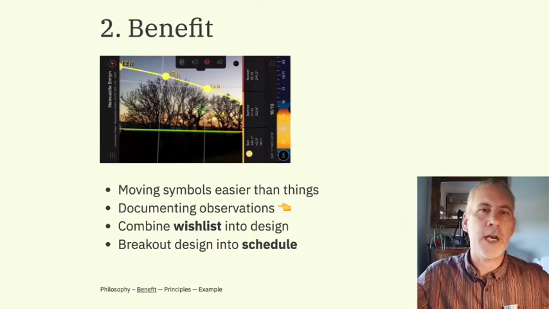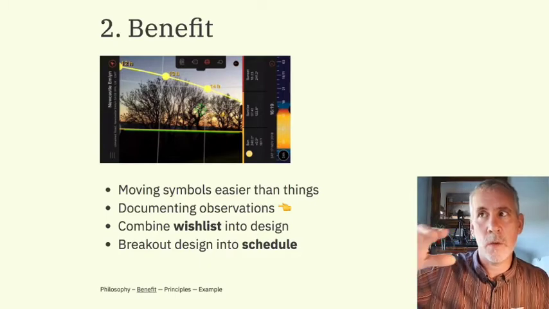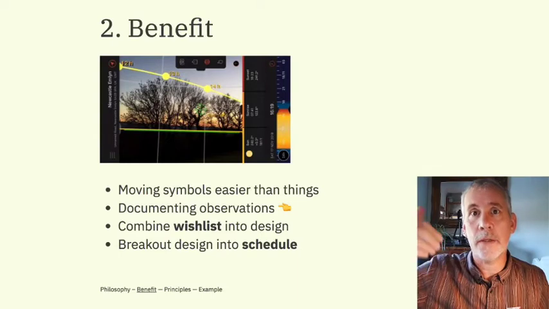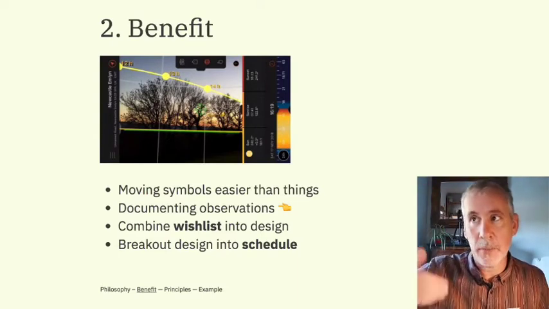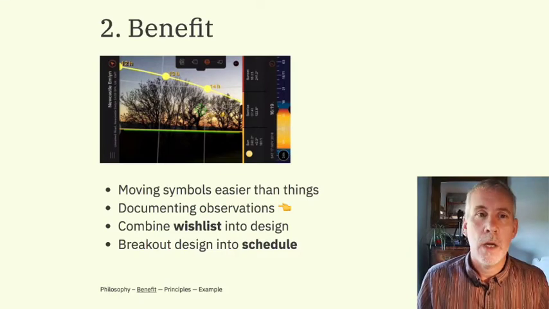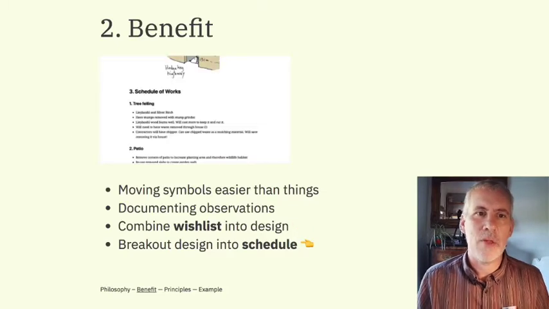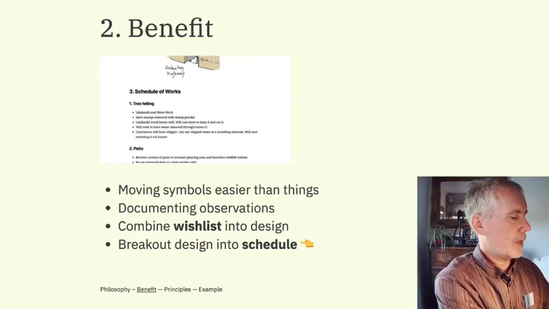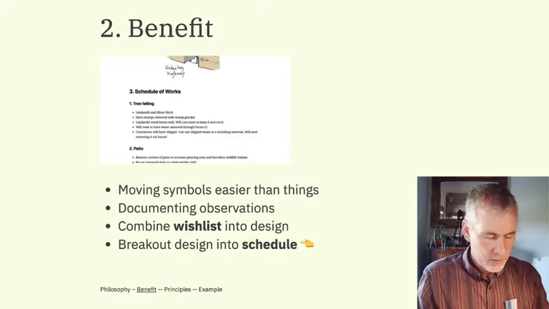So this is Sun Surveyor, a really good app that you can get for your phone, and it lets you know where the position of the sun is at different times of year, so that you can plan heights of windbreaks and positions of plants depending upon how much sun they need. So combine the wish list into the design, which is a CAD map, and then break that design out into a schedule, and a schedule is just when you're going to do stuff, the order of things.